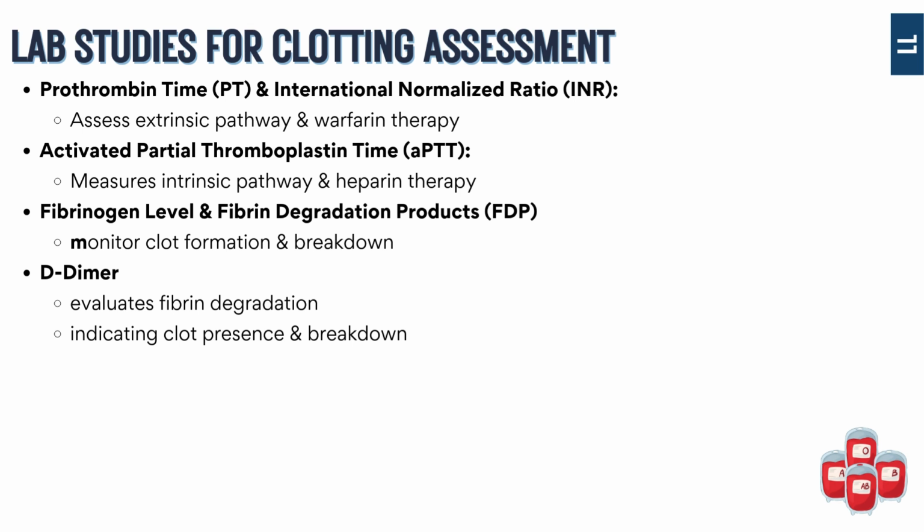Okay, now fibrinogen level and fibrinogen degradation products, or FDP. Fibrinogen is a protein essential for clot formation. If you have a low level of fibrinogen, that can suggest increased consumption of clotting factors. So go with me here. Fibrinogen is a protein that you need to form a clot. So if you don't have a lot of it in your system, that means that it was used up already. So if fibrinogen is low, that means that we used it to form clots.